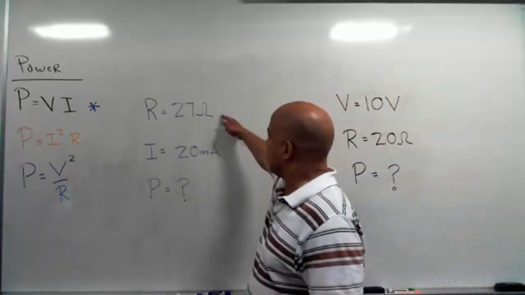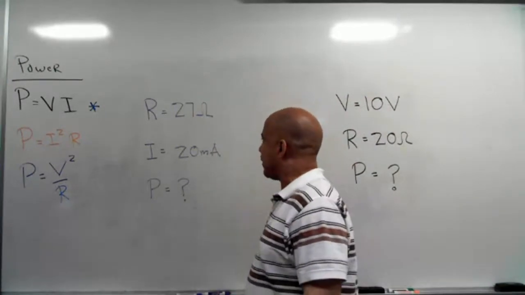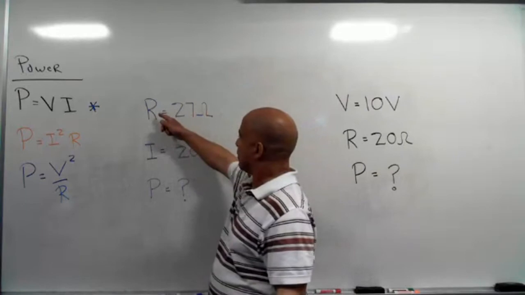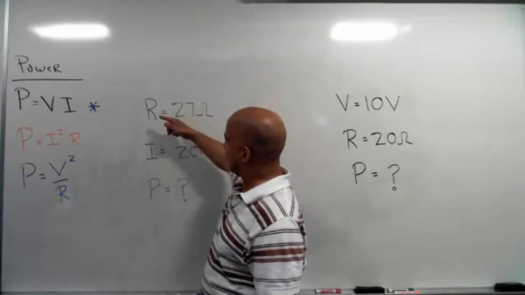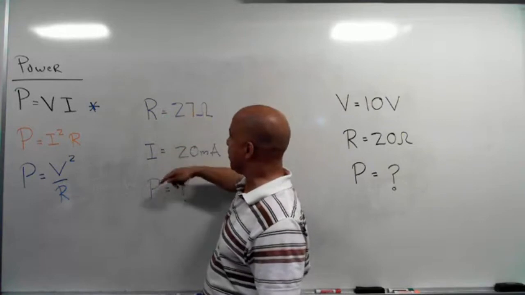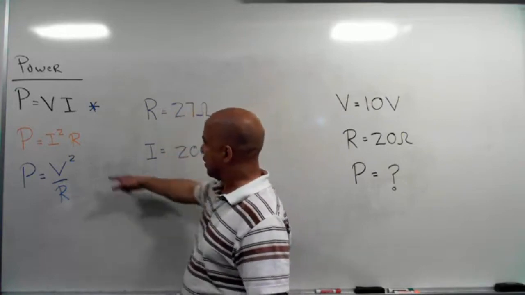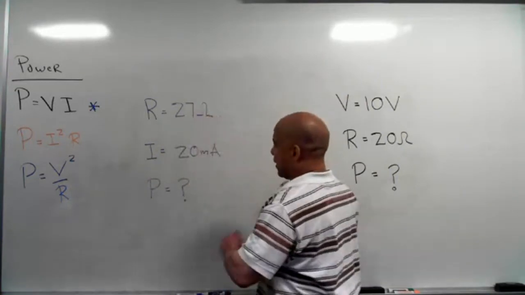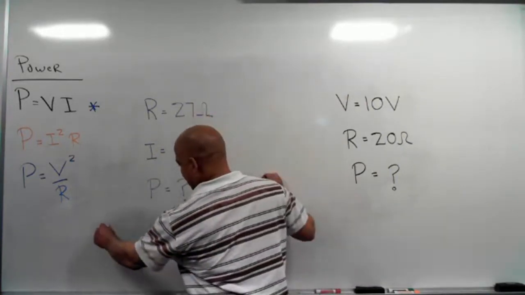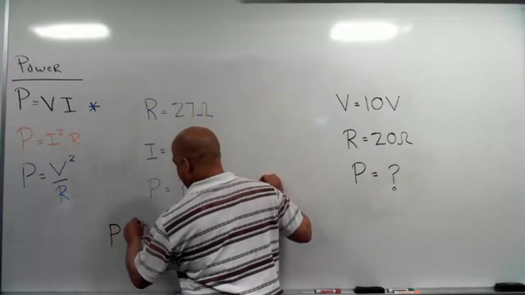R is 27 ohms. I is 20 milliamps. I want to know power. I make a list of what I'm given and what I know. This looks like rest in peace, right? RIP. I need an equation with an R, an I, and a P in it. So it'll be that second one right there. So that's my working equation. So I write the equation. P is I squared R.